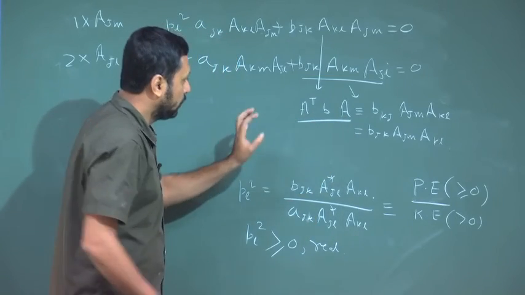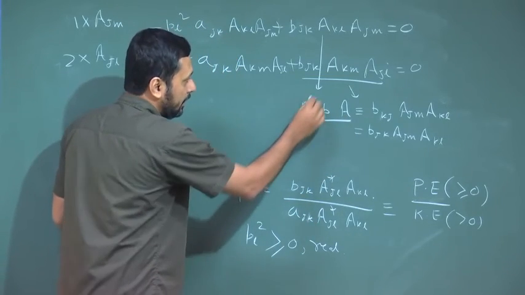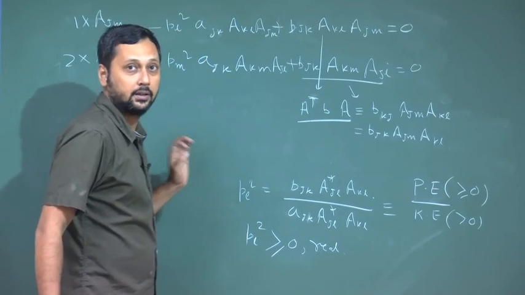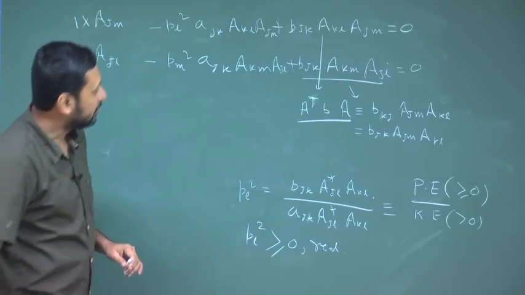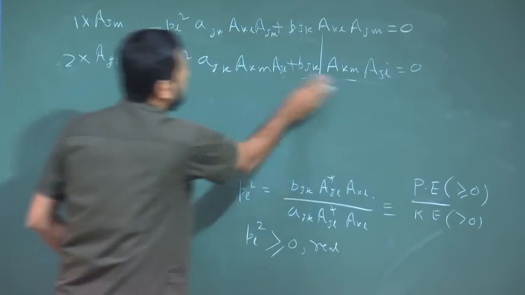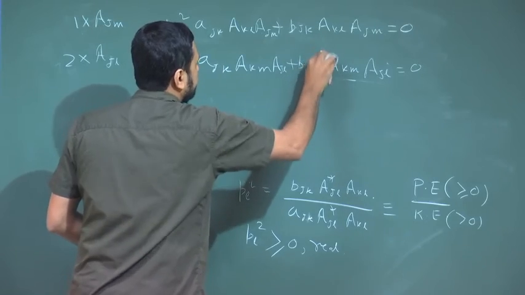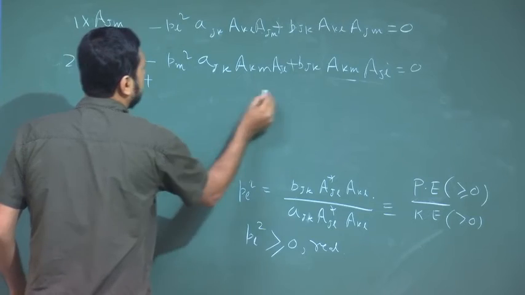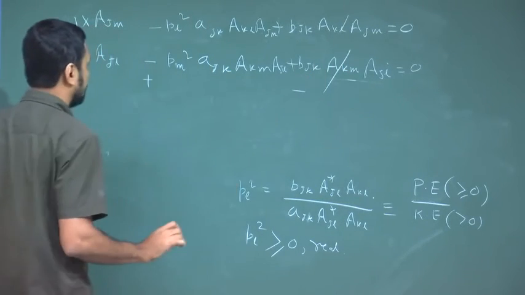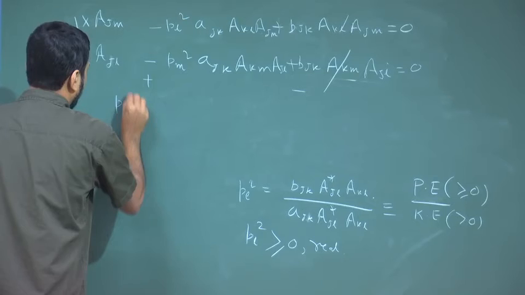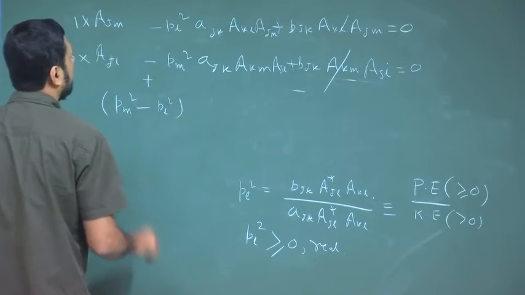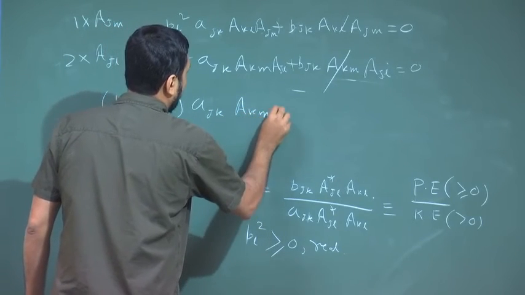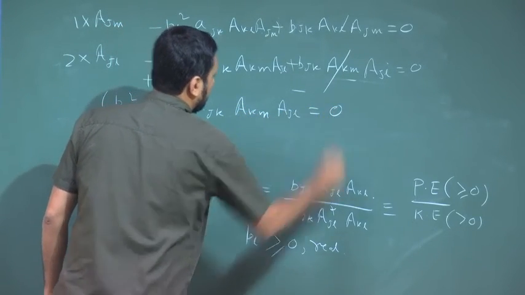Now, we have proved that the A's are most likely real. We do not need a dagger, but we are good with the simple transpose operation. That's the difference. So, now if I subtract one from the other of these two equations, the second term cancels out, leaving behind P m square minus P l square times A jk A km A jl is equal to 0.